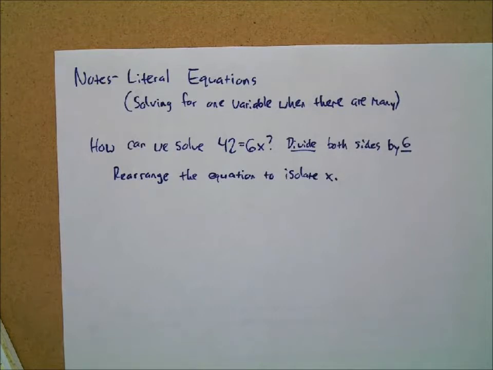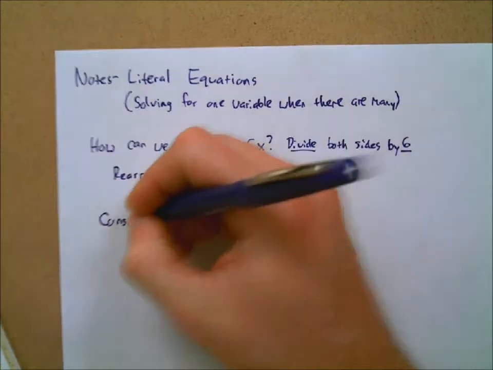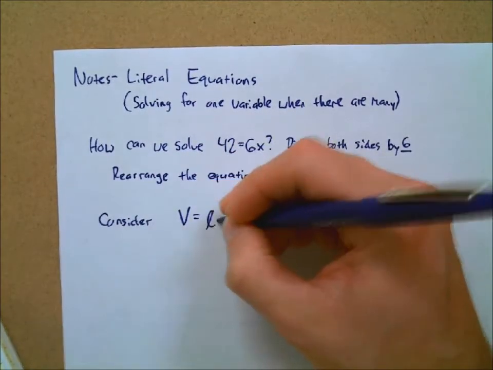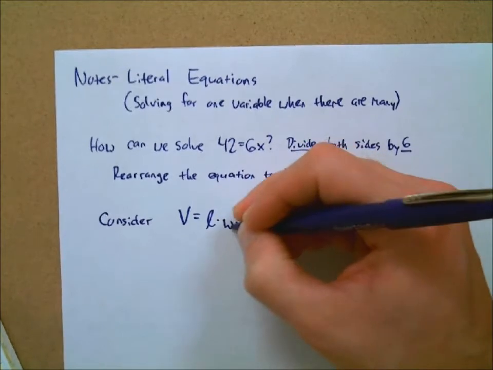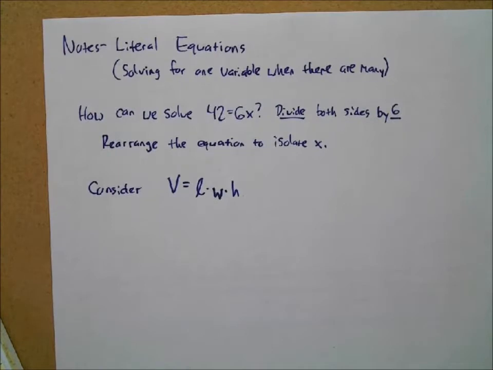All right? Well, the same idea, okay, can be applied here for equations when there are multiple variables. We can do the same thing. So let's consider this equation, v equals L times W times H. Okay? This is an actual math formula here. Does anyone have a guess what it stands for? Yeah, it's volume. Volume equals length times width times height. It's the volume for a rectangular prism. Okay, rectangular prism there.